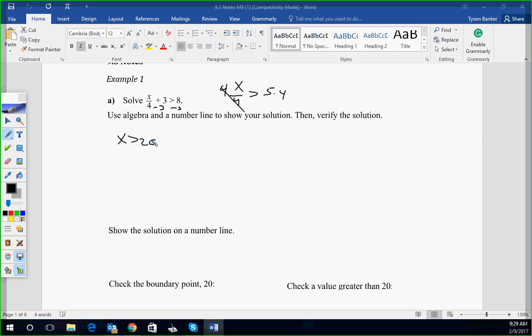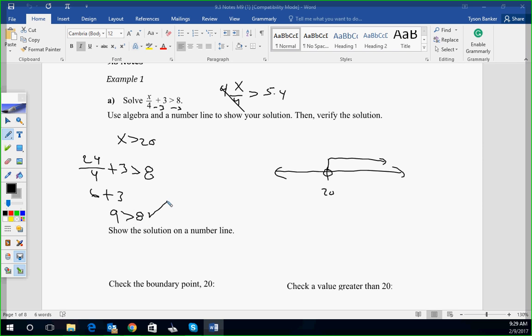It says use algebra and a number line to show your solution. So we're going to use our number line. We have 20 here. We have greater than, so it's an open dot, and we're going bigger. Okay, and we're going to use algebra and our number line to check it. So for algebra, we're just going to pick a number like 21, or let's go with something divisible by 4. Let's go with 24. So if I go 24 over 4 plus 3, is that greater than 8? 24 over 4 is 6. 6 plus 3 is 9. That is greater than 8, so we just verified it.